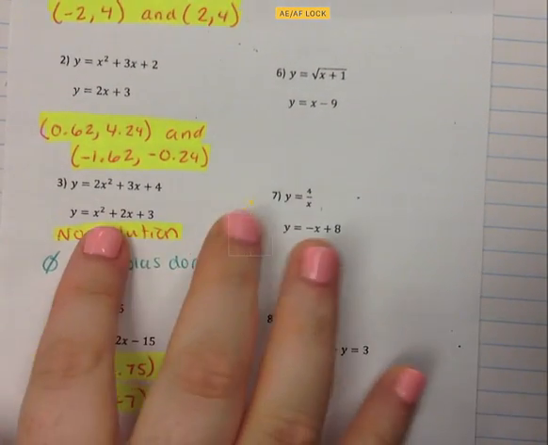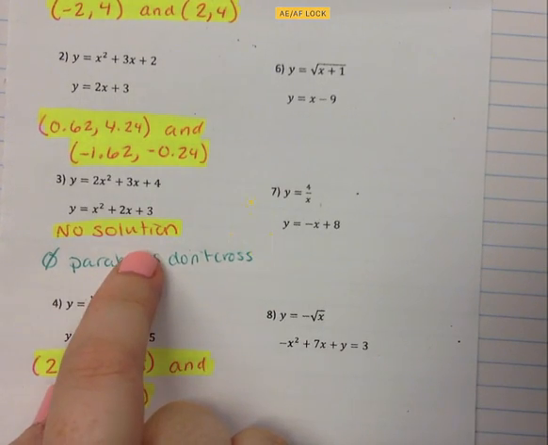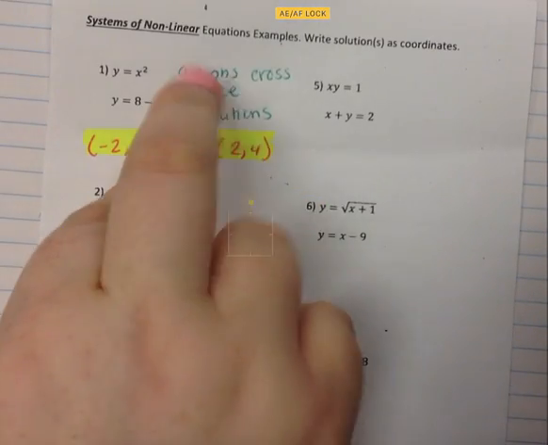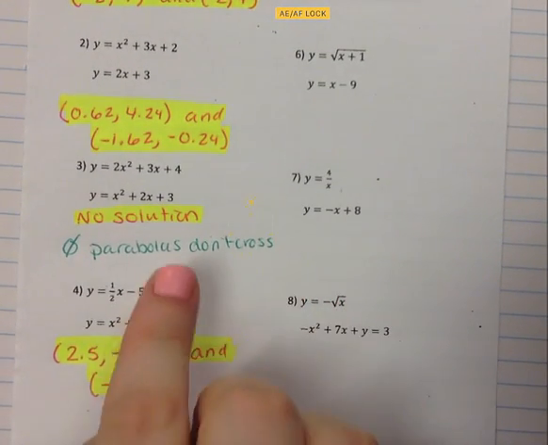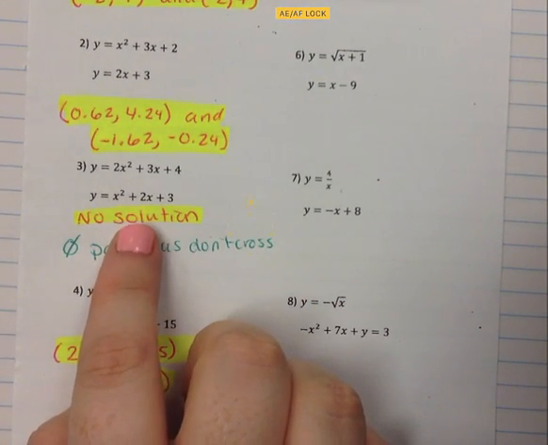Just because it has two parabolas does not automatically mean there's not going to be a solution, because this one did. This first one had two parabolas and it had two solutions. But you do need to make sure that if they are not crossing, that you do put no solution.